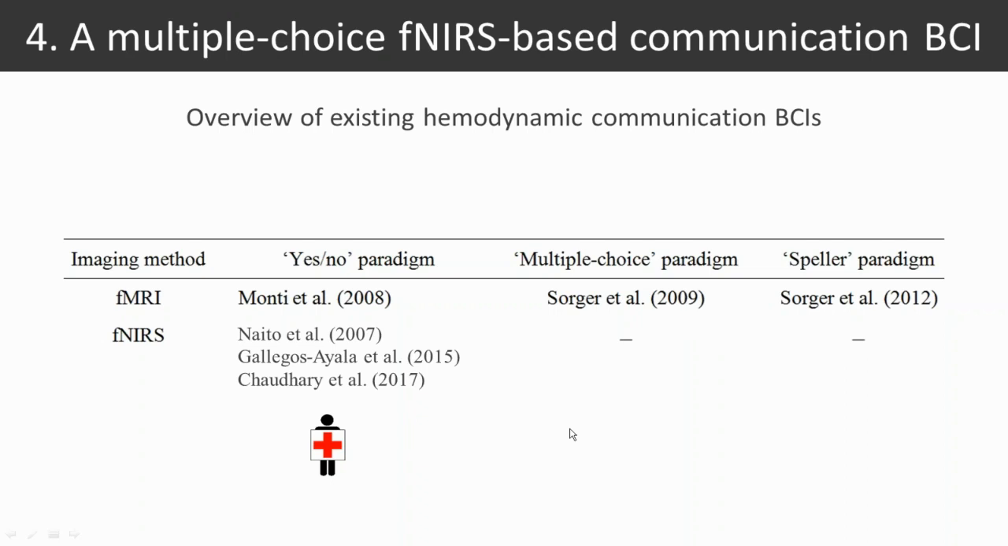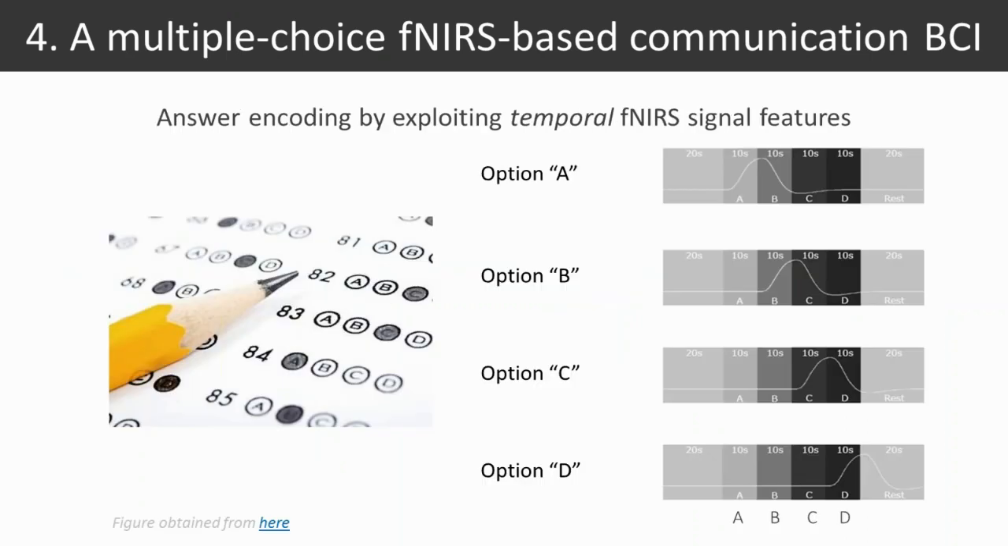So the next step in developing the methodology would be to develop a multiple choice paradigm with fNIRS, and of course we start in healthy subjects here. So how did we realize the encoding? We thought at that time, when we planned the experiment, that exploiting the temporal fNIRS signal features would be the best option. So what we did is we conceptualized a four-choice paradigm.